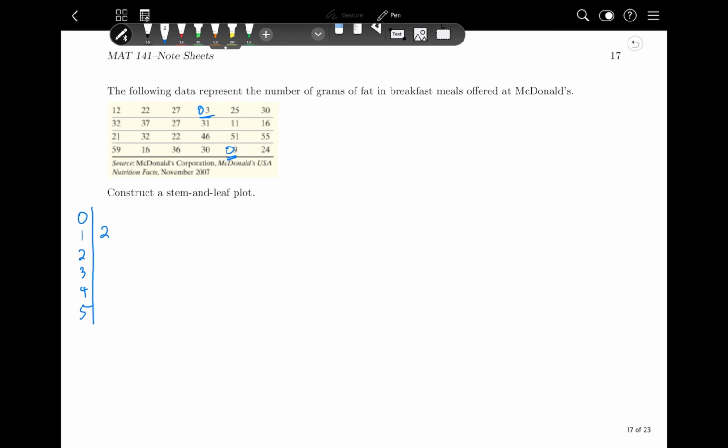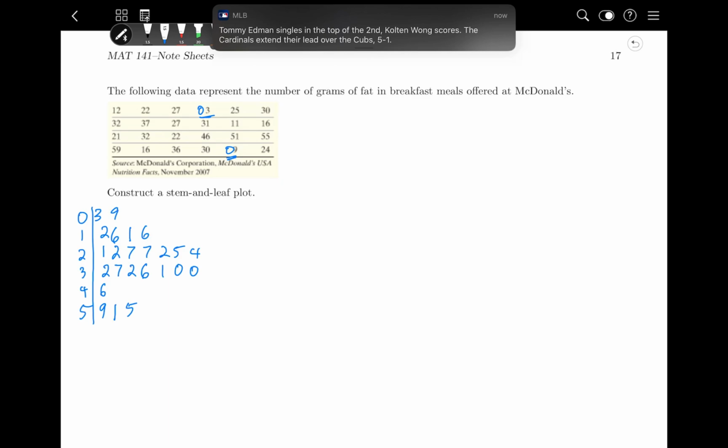We got 12, 32, 21, 59, 22, 37, 32, 16, 27, 27, 22, 36, 3, 31, 46, 30, 25, 11, 51, 9, 30, 16, 55, and 24. Okay, so there are all the data values.